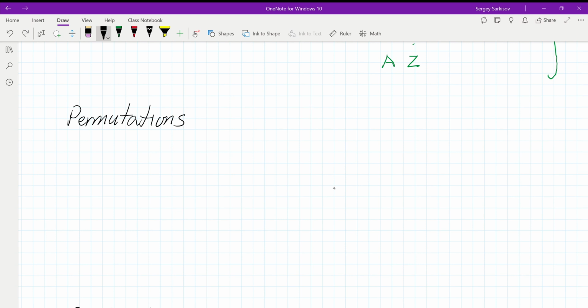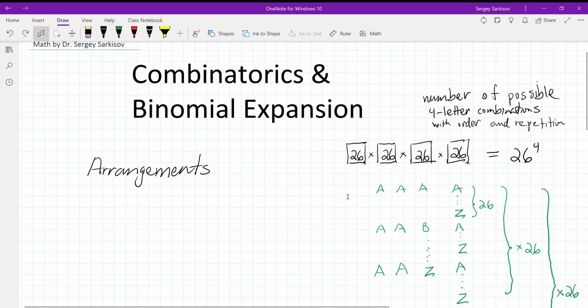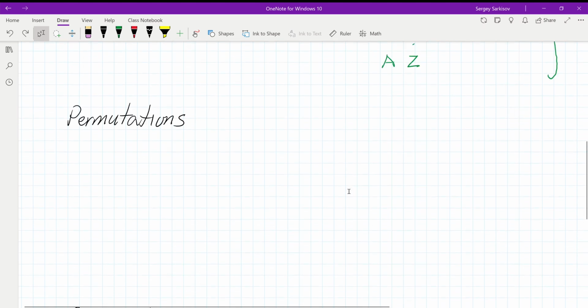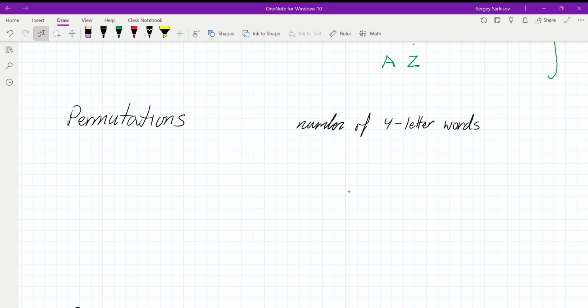So let's say now, the number of possible 4-letter words with order mattering, but no repetition. You cannot use A and then A again. If you use the letter B, then you cannot use it again. If you use A and C, then the other ones cannot be A nor C. No repetition.